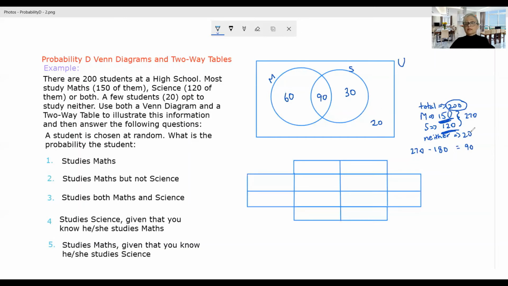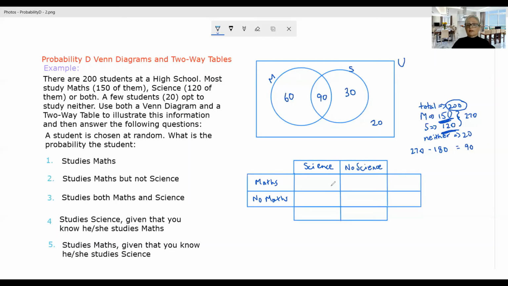Whatever in excess of your total you have will tell you what must have been counted twice and therefore what is in your overlap. So how do we do this in a two-way table? It doesn't matter whether you choose to put your maths and not maths here or here. So we might as well do maths and no maths, science and no science.